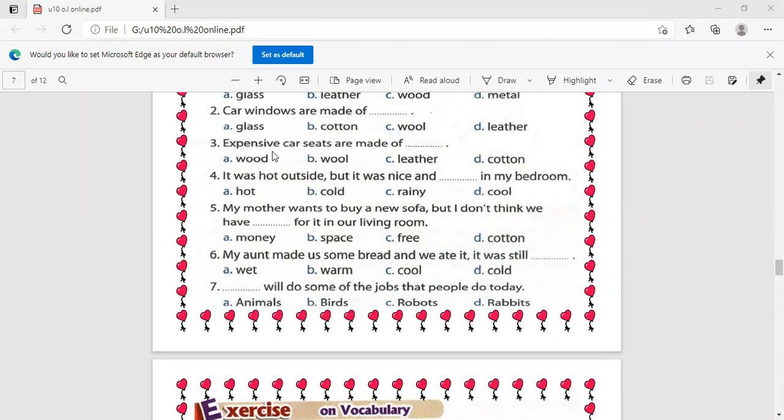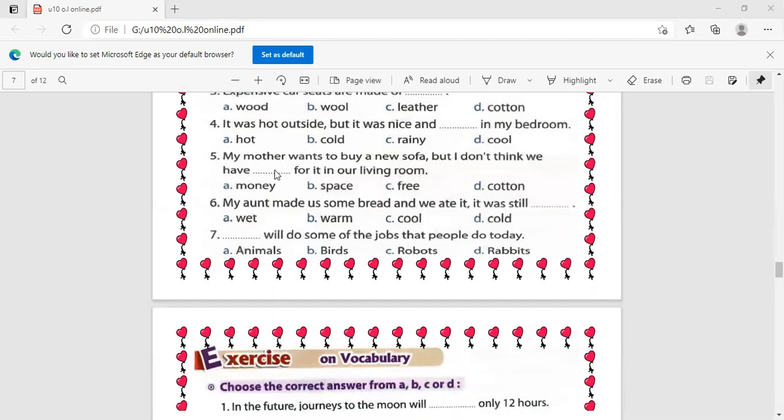Number three. Expensive car seats are made of? Mahmoud, please. Leather, the skin of the animals. Okay, thank you, Mahmoud. Number four, please, my dear.